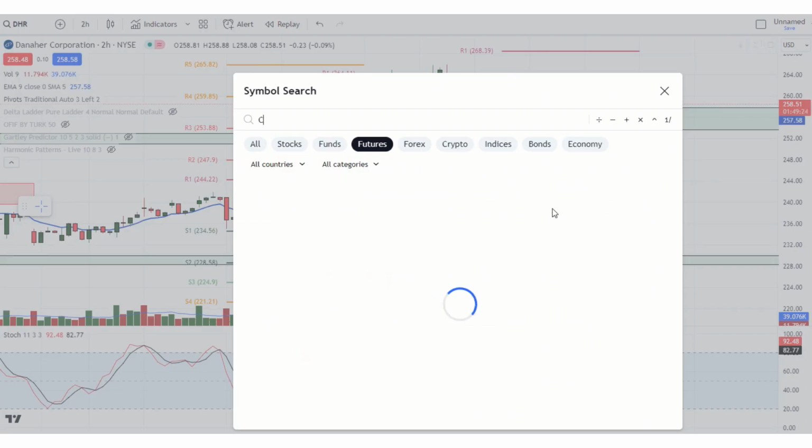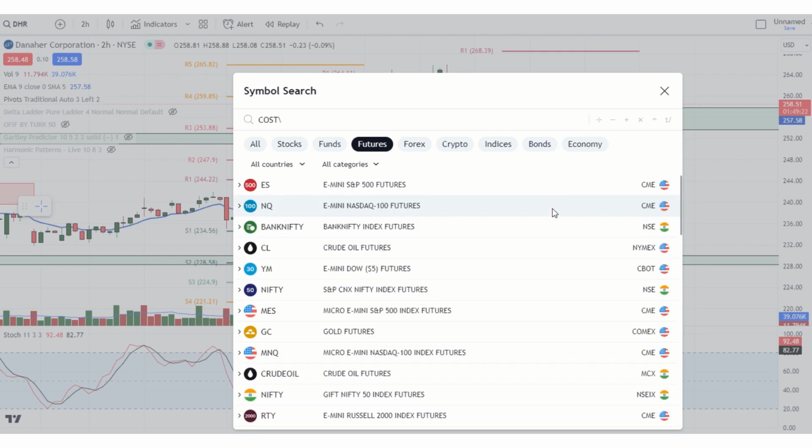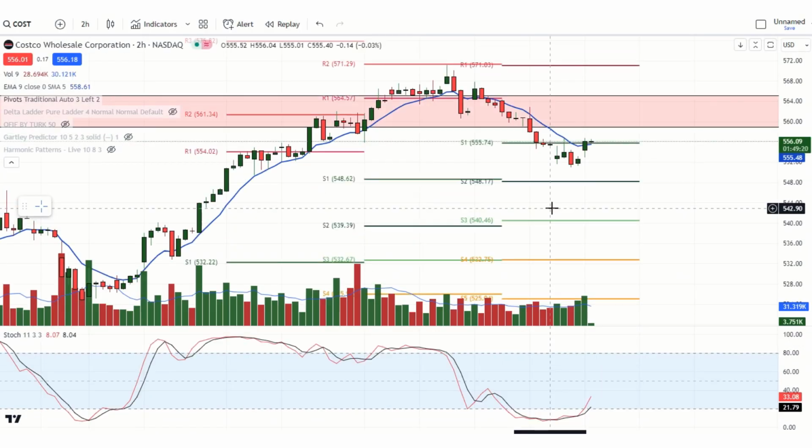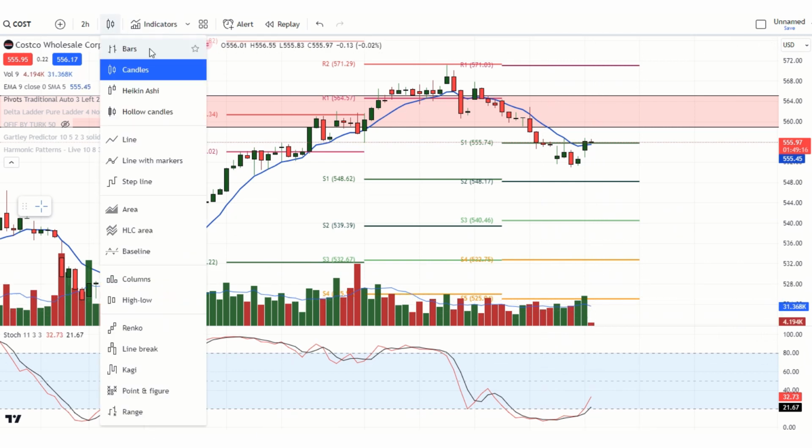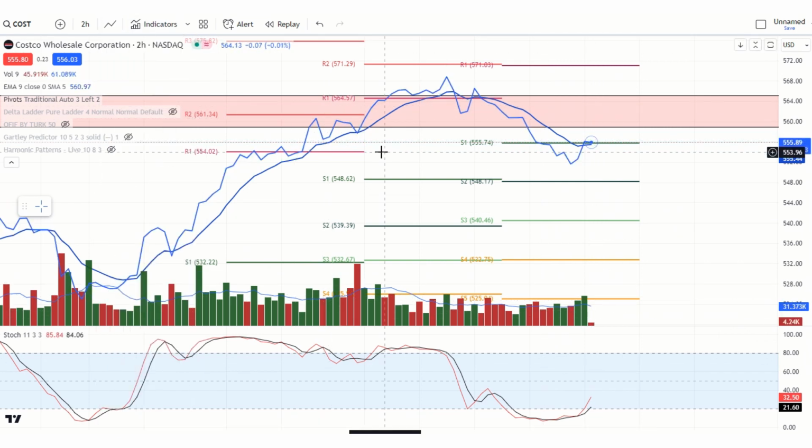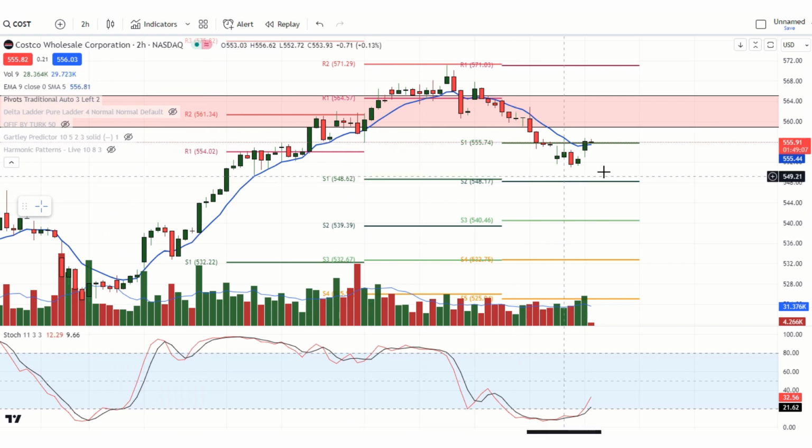Okay, Costco. Let's go over Costco, and now, Costco on a 2-hour chart, look at the increasing volume here, okay? Let's go to a line chart, okay? I want to see if we're going to get a bounce here on Costco. Okay, so we have a supply area, up where the red is, okay? So look at this here now, okay?